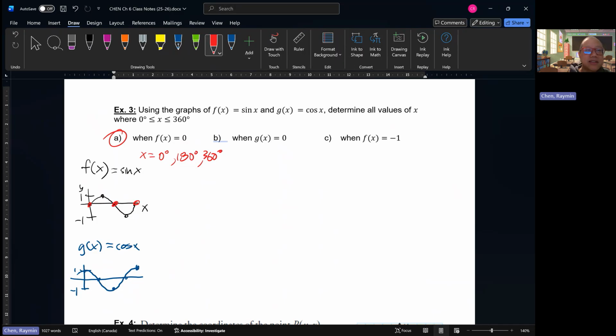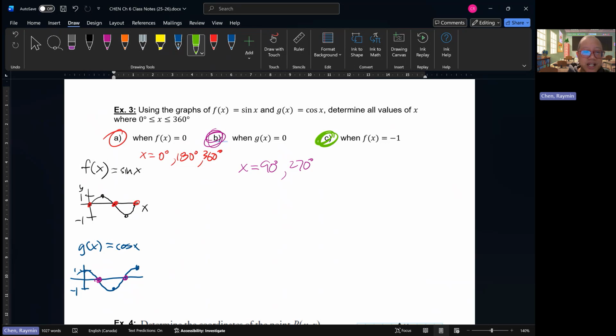Now in g of x, we'll use orange if that's okay. You can see that. Maybe I should not use orange. We'll use a different color. Maybe we'll use purple. We're looking at the function of the cos x. So that's the value here and here. So when g of x equals 0, notice what those values are. That x value is going to be equal to 90 degrees and 270. So it seems like it's the opposite, right?